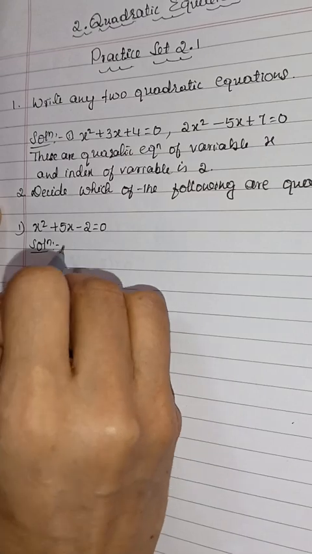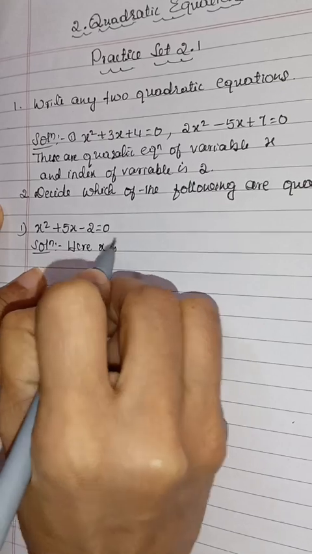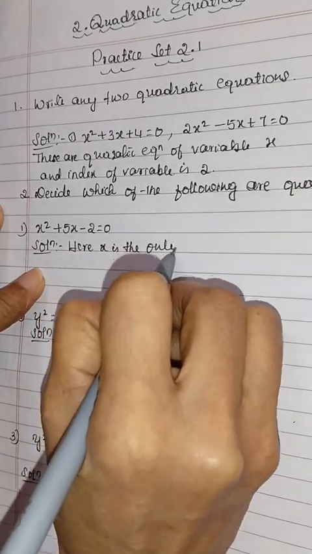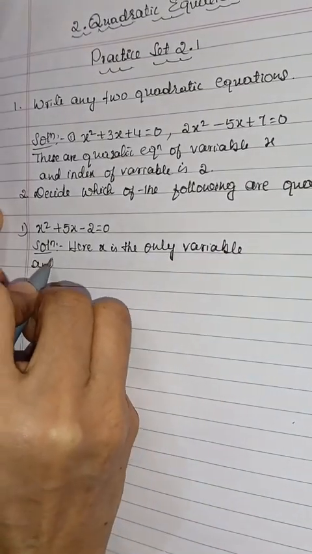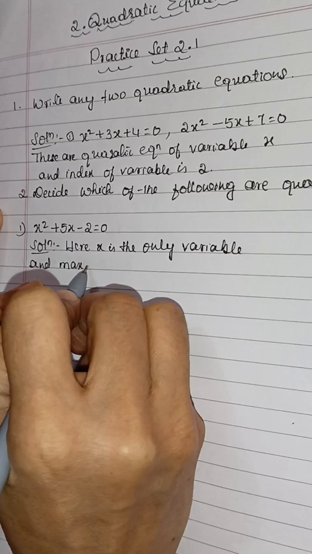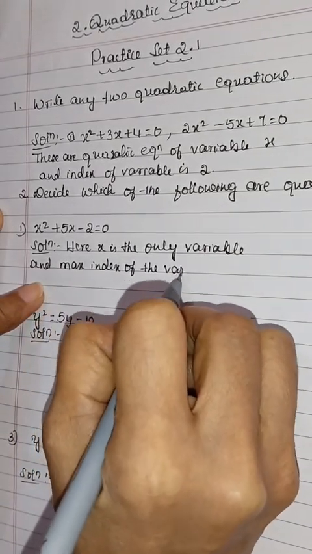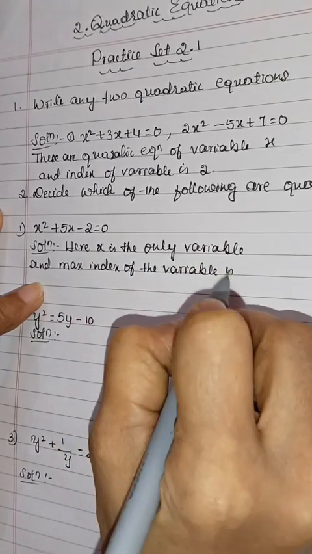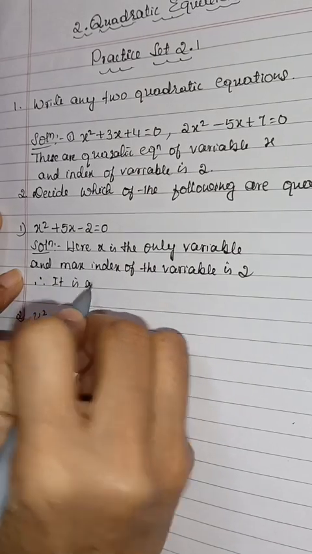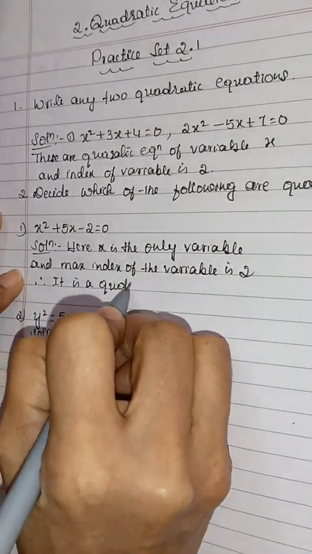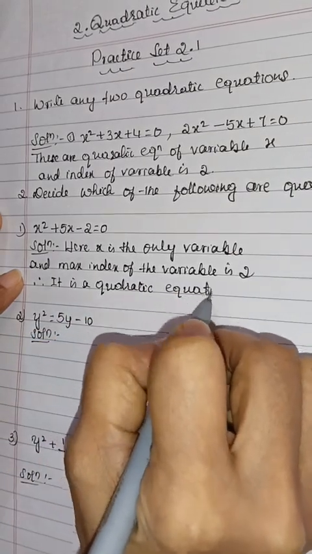Here x is the only variable and the maximum index of the variable is 2, therefore it is a quadratic equation.